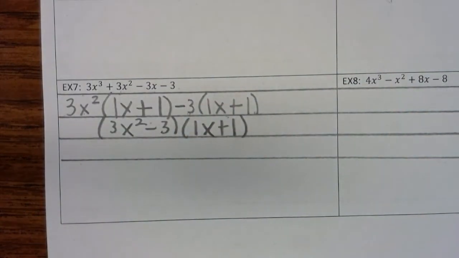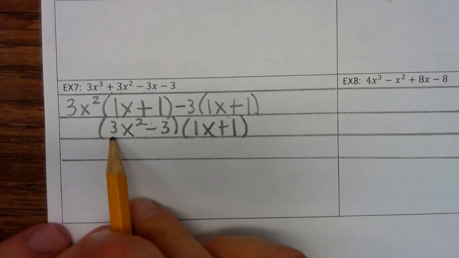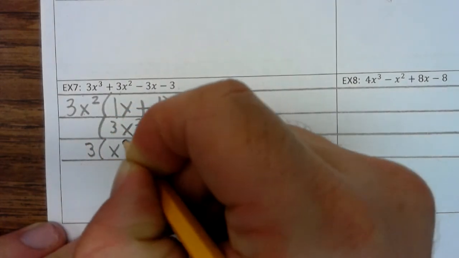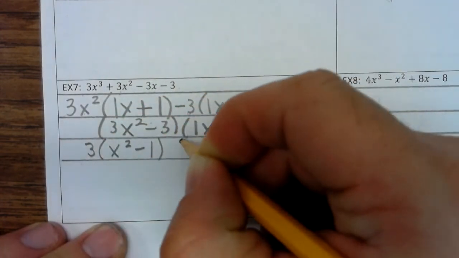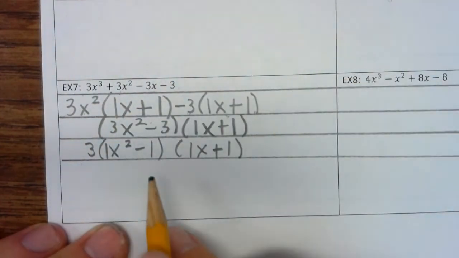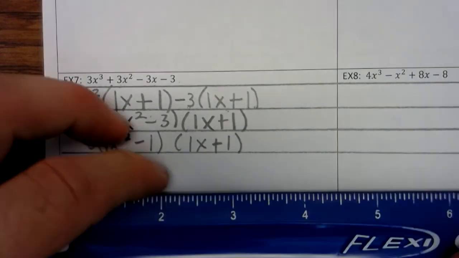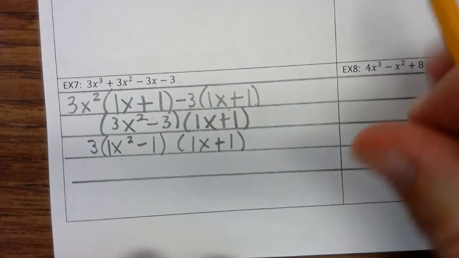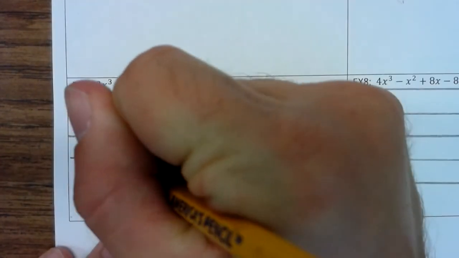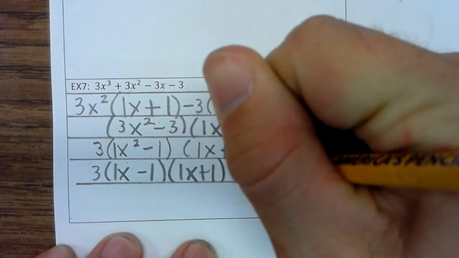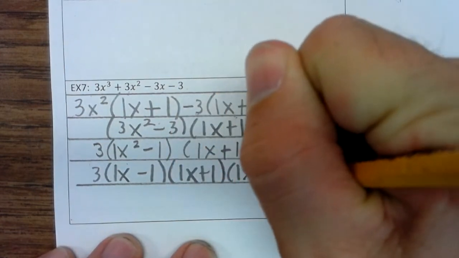Now, again, you want to factor the greatest common factor or the difference of squares. So first here, we can factor the greatest common factor of 3. So then that's 3 times x squared minus 1, times 1x plus 1. But now we have a difference of squares because we know 1 squared is 1. So this can be written as 3 times 1x minus 1, 1x plus 1, 1x plus 1.